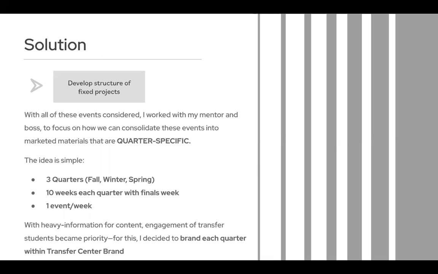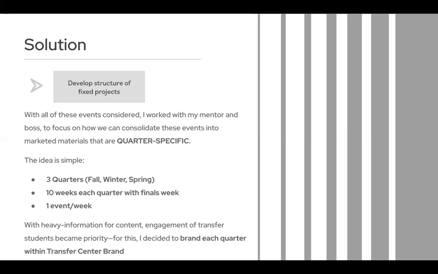Now, with all this considered, I worked with my mentor and boss to focus on how we can consolidate all these events into marketing materials that are quarter specific. Now, this is very important, and I have to say it wasn't too planned in this project to go about it this way, but the idea is simple and I believe to be quite effective. Within our 3 quarters, we have 10 weeks and finals week. My boss and I decided to do 1 event per week.